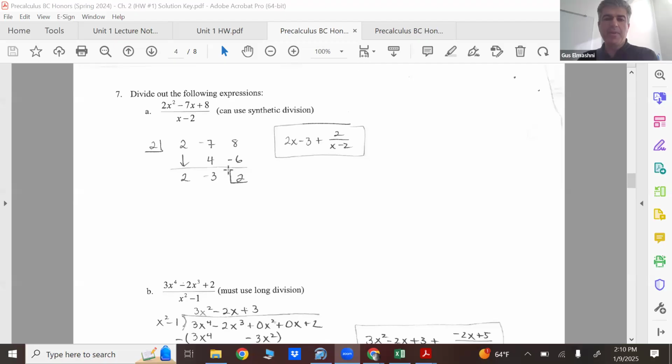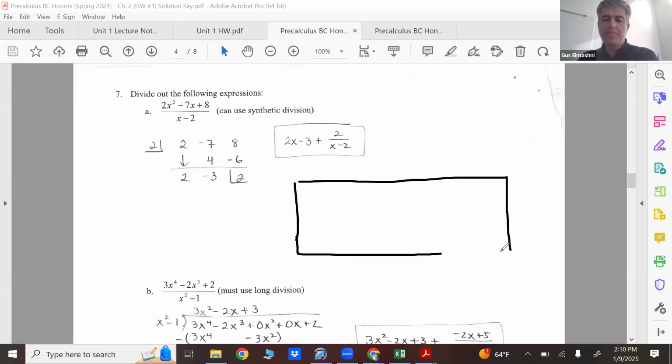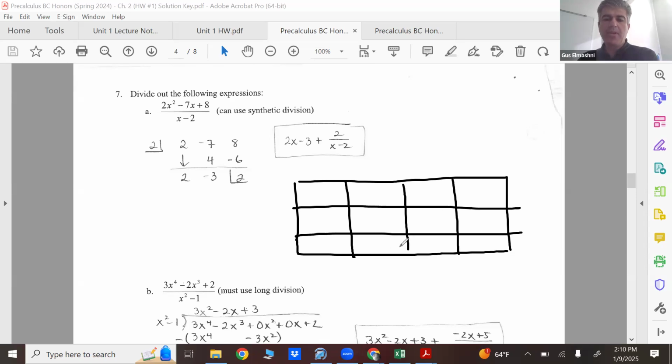All right, good. Corners in progress. Here we go. So here's what I do. I'm gonna make a box. I'm gonna do 4 columns because I have degree 4. I'm gonna do 3 rows because you're dividing by x squared minus 1. So you have to write like this: x squared, 0x, and negative 1. And you put 3x4 right here.